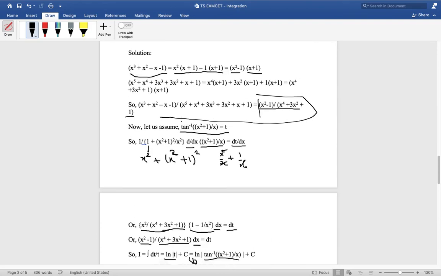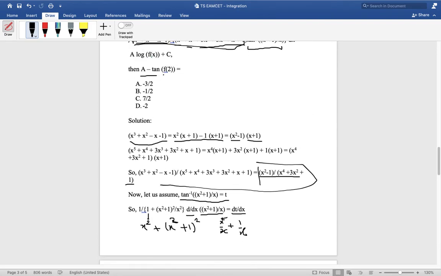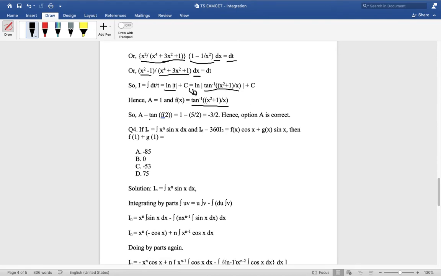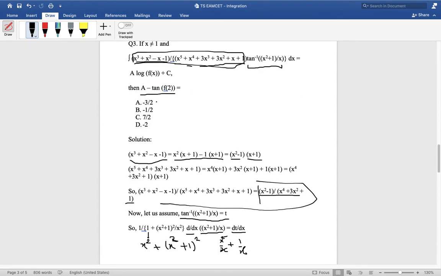Easy. Now what is being asked of us? a minus tangent of f of 2. A minus tangent of f of 2 is 1 minus tangent of tangent inverse, they will get cancelled. So x square plus 1 by x. x is mentioned as 2. So 2 square plus 1 by 2. 2 square is 4. 4 plus 1 by 2, 5 by 2. 1 minus 5 by 2 is minus 3 by 2. Minus 3 by 2. Option A is correct.